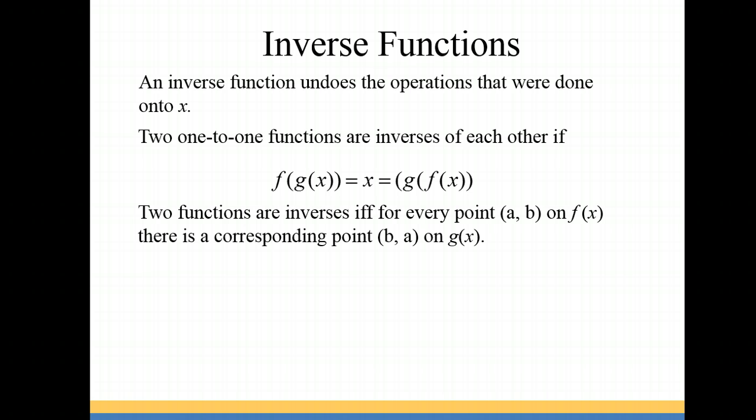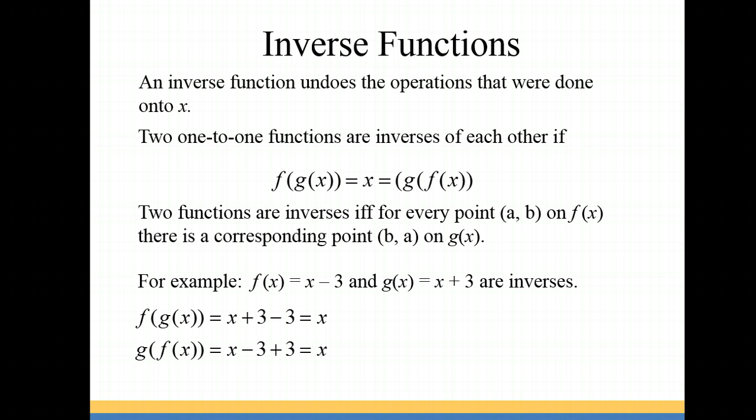Two functions are inverses of each other if and only if for every point (a, b) on one function there occurs a point (b, a) on the other function. For example, if our function f of x is x minus 3, then to undo the operation of subtracting 3, we would add 3. So our inverse function would be x plus 3.